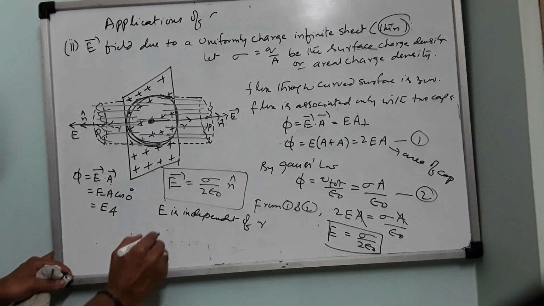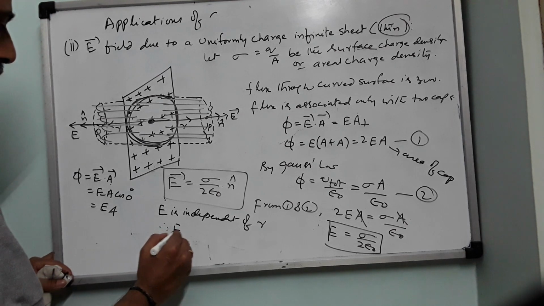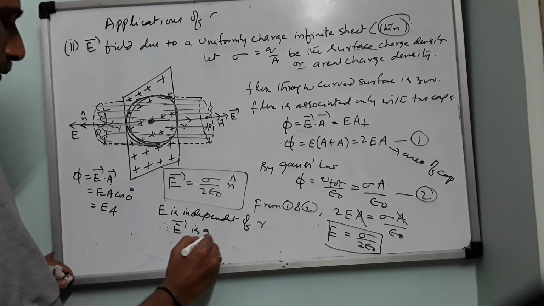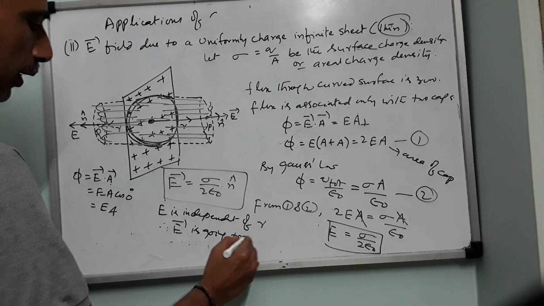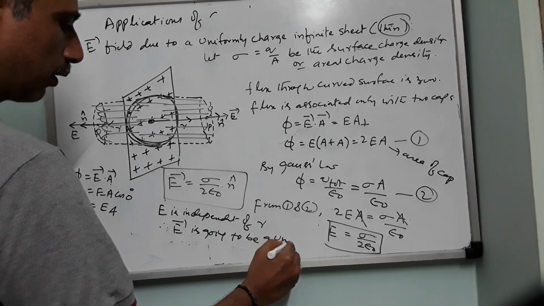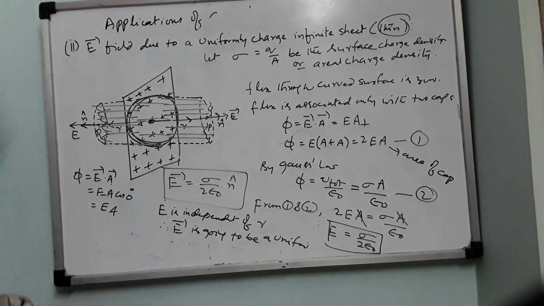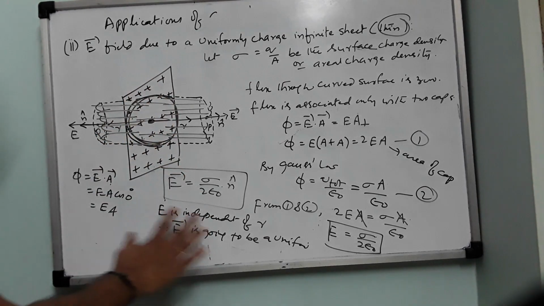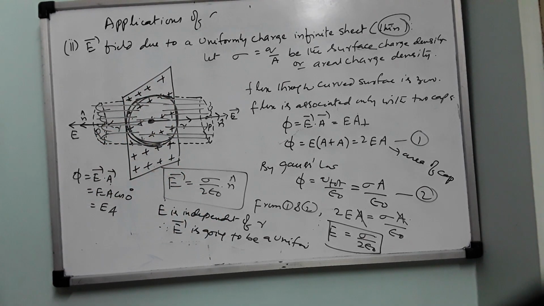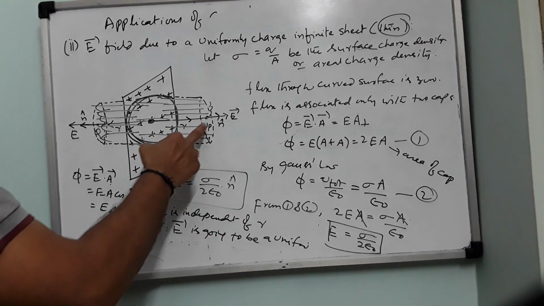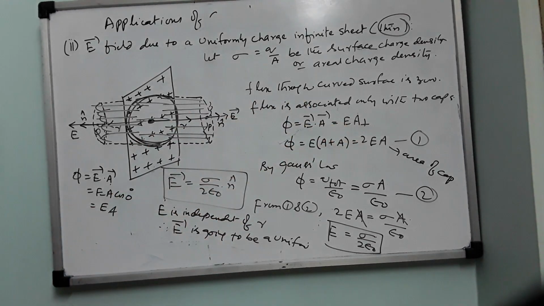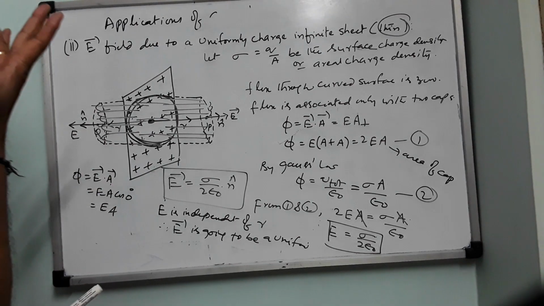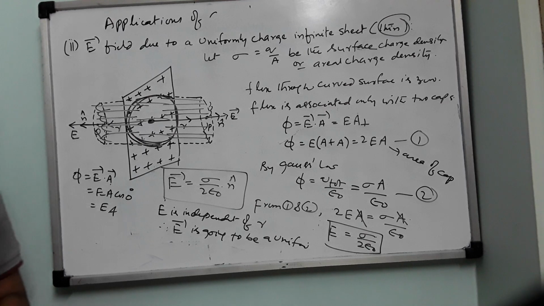So this expression says that E is independent of R. Therefore, it is going to be a uniform electric field. A line of charge produces an electric field varying inversely with the distance, whereas a sheet of charge produces a uniform electric field, whether the point P is closer or far away. The electric field will be the same. So this is a very interesting concept to understand.